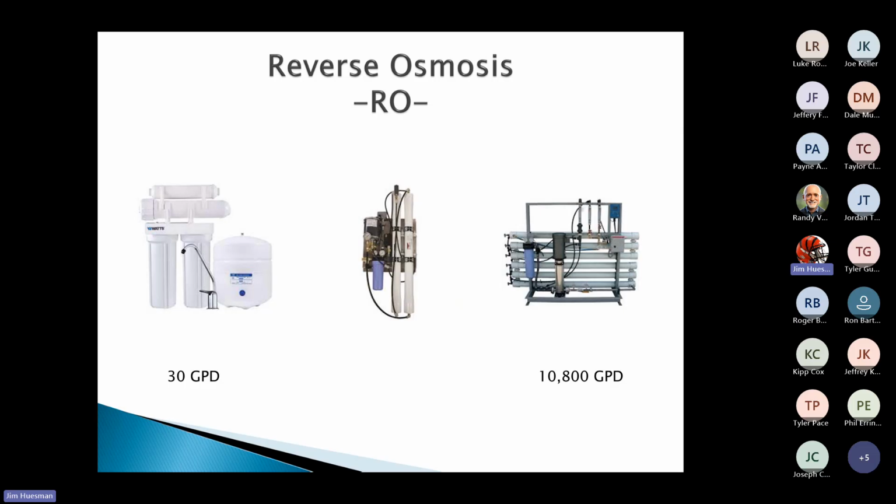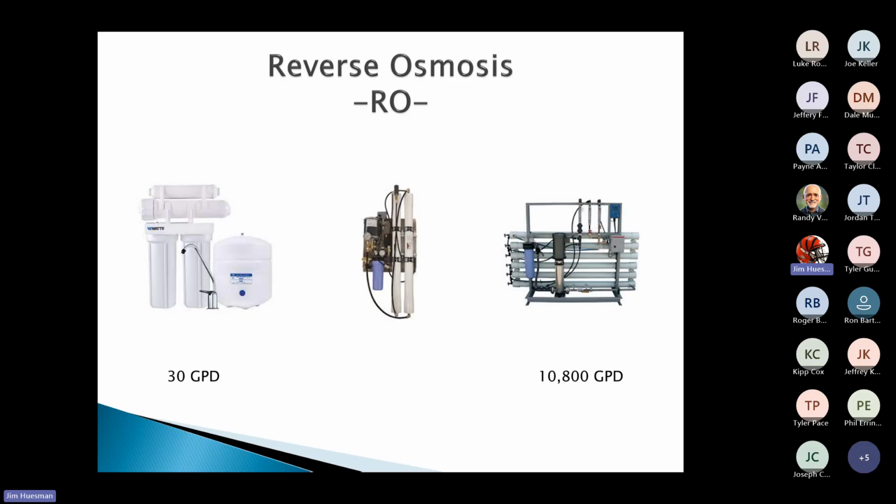So when we're talking about an RO, it's reverse osmosis. And just remember, you're going to see a lot of these numbers down here. That's gallons per day. Okay, so we have systems that can do 30 gallons per day all the way up to 10,000, 8,000 gallons per day. This is not gallons per minute. It takes time. Okay, it is a very slow process.